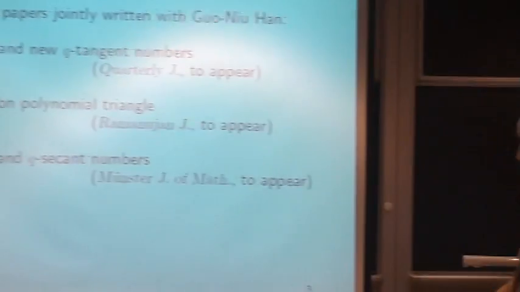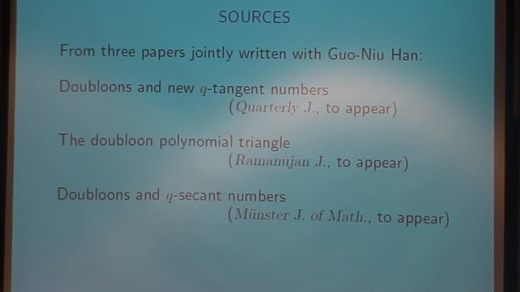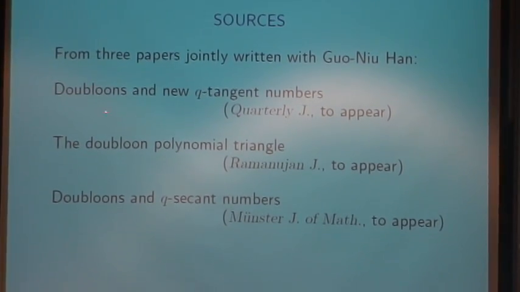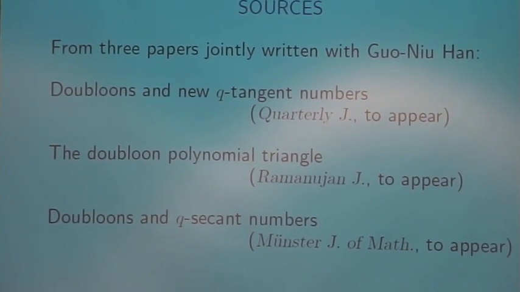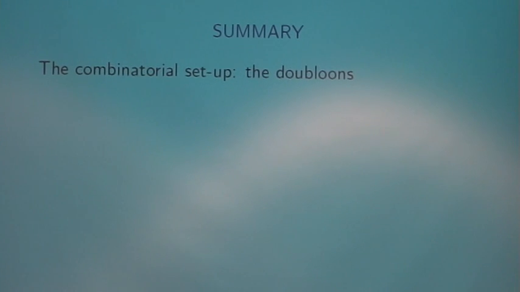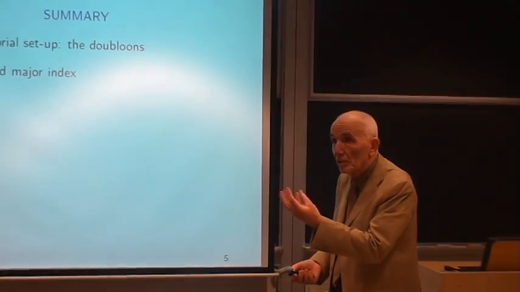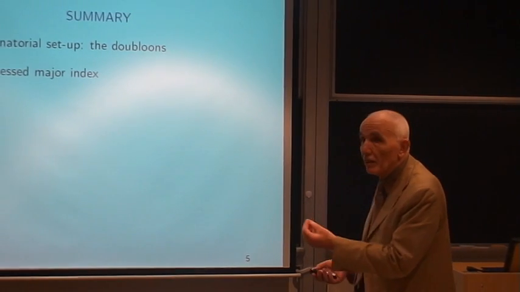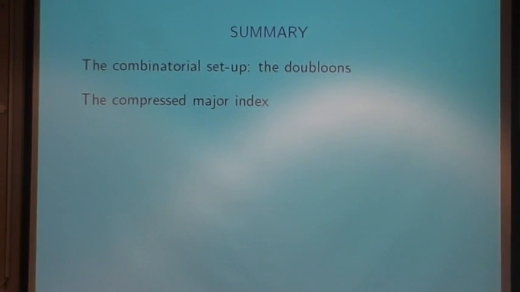First of all, this is based on those three papers, but I'm not going to cover all three. I'm going to lecture essentially on the first two. This is a summary of the talk. We explain at length what the Doubloon is, why we have introduced this concept, and then instead of working with the classical major index, I will introduce a second index, which is a compressed major index.